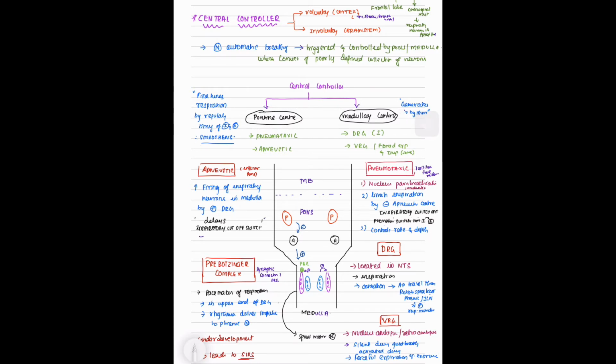Now let us see about the function of the pneumotaxic and apneustic center. The pneumotaxic center is located in the nucleus parabrachialis or medialis. The function of the pneumotaxic center is to limit inspiration by inhibiting the apneustic center. Therefore, the pneumotaxic center acts as an inspiratory switch off, which results in premature switching from inspiration to expiration. The pneumotaxic center plays an important role in control of the rate and depth of the respiration.